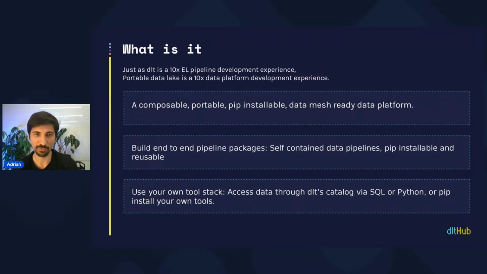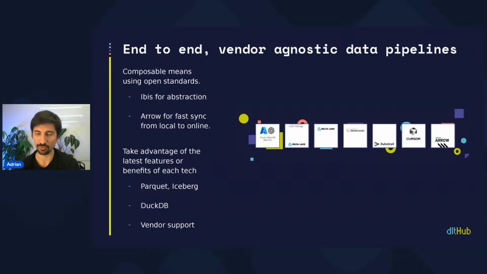It's for building end-to-end pipeline packages, so kind of like self-contained data packages, pip installable and reusable. And it's meant to be used with your own tool stack. So accessing data through DLT's catalog via SQL or Python, or pip install via your own tools. And I'm going to talk a little bit more about it and present you some phases of it, and move to the Iceberg roadmap.